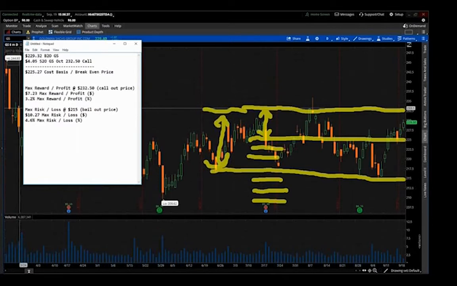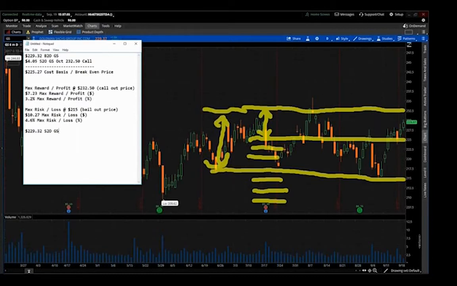But what if instead of writing covered calls, we write covered puts? So we're going to profit max to the downside. Let's work through that scenario. So how do we do a covered put? First thing we've got to do is short the stock. We'll go and do the same workup as we did with the covered call. So we'd first short the stock, 229.32, sell to open Goldman Sachs.